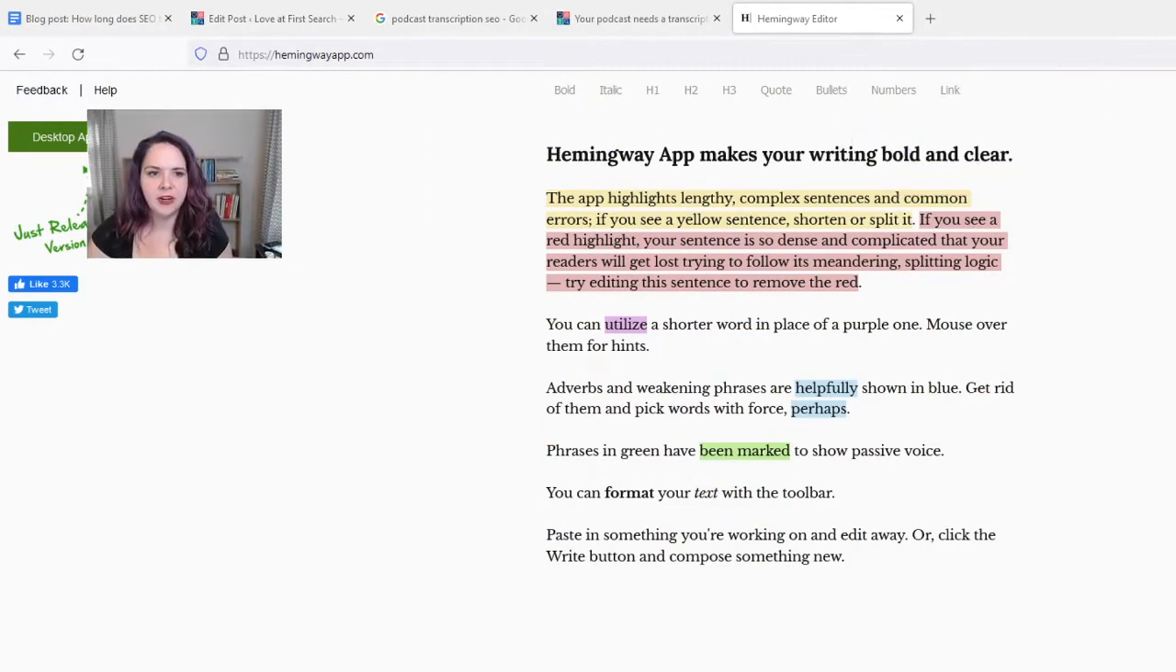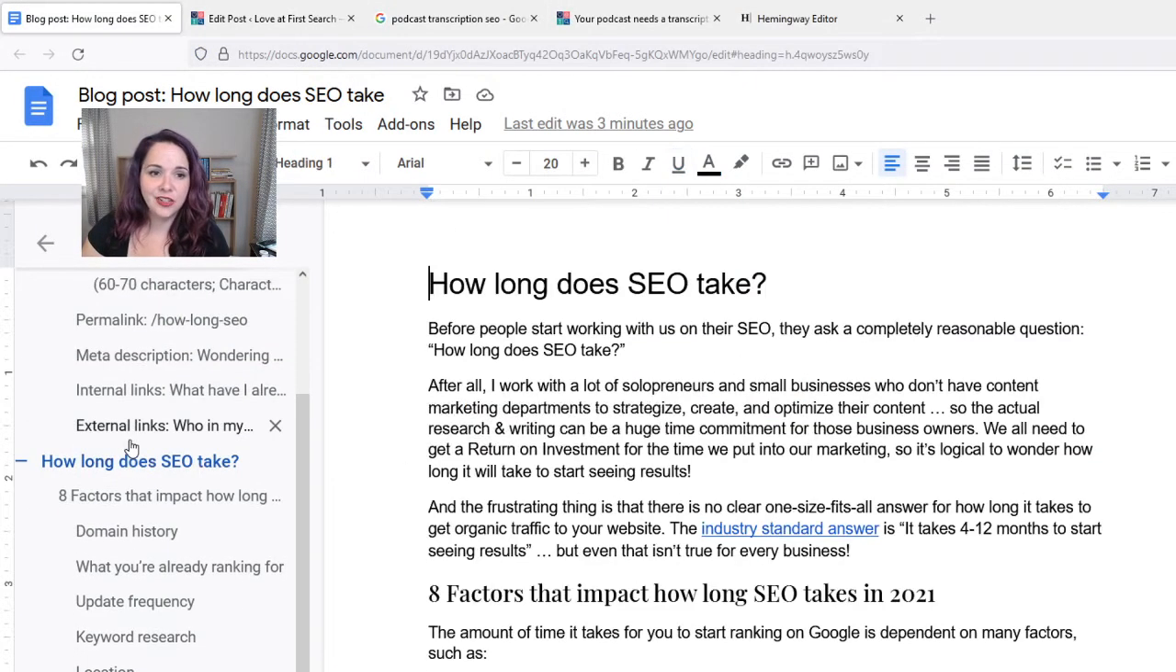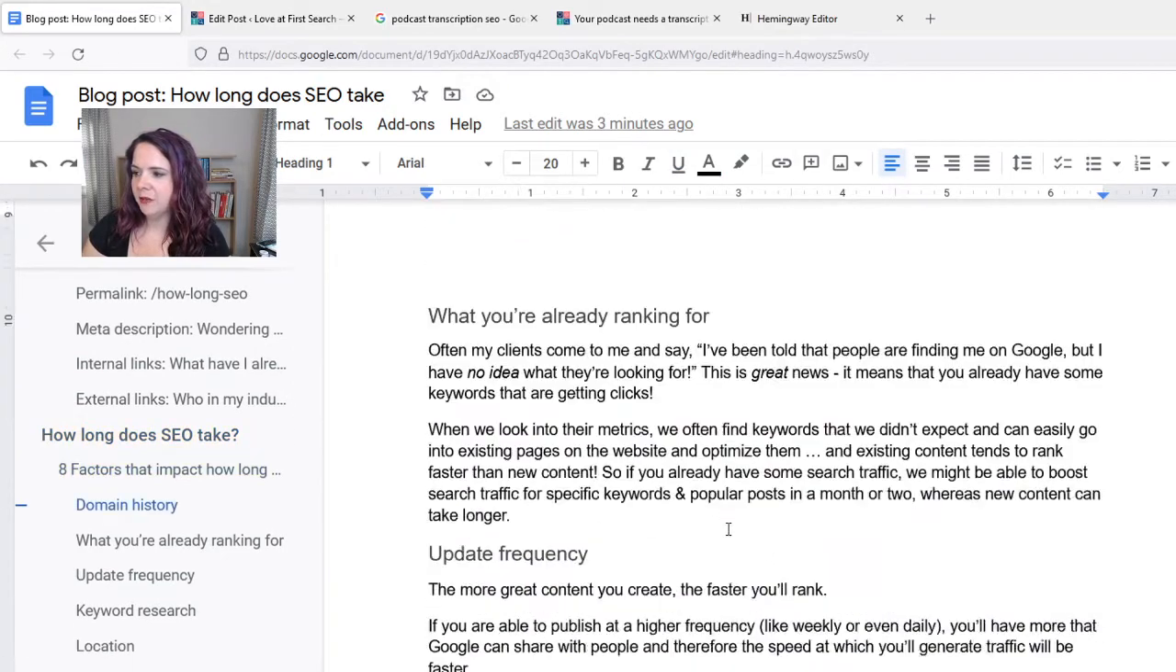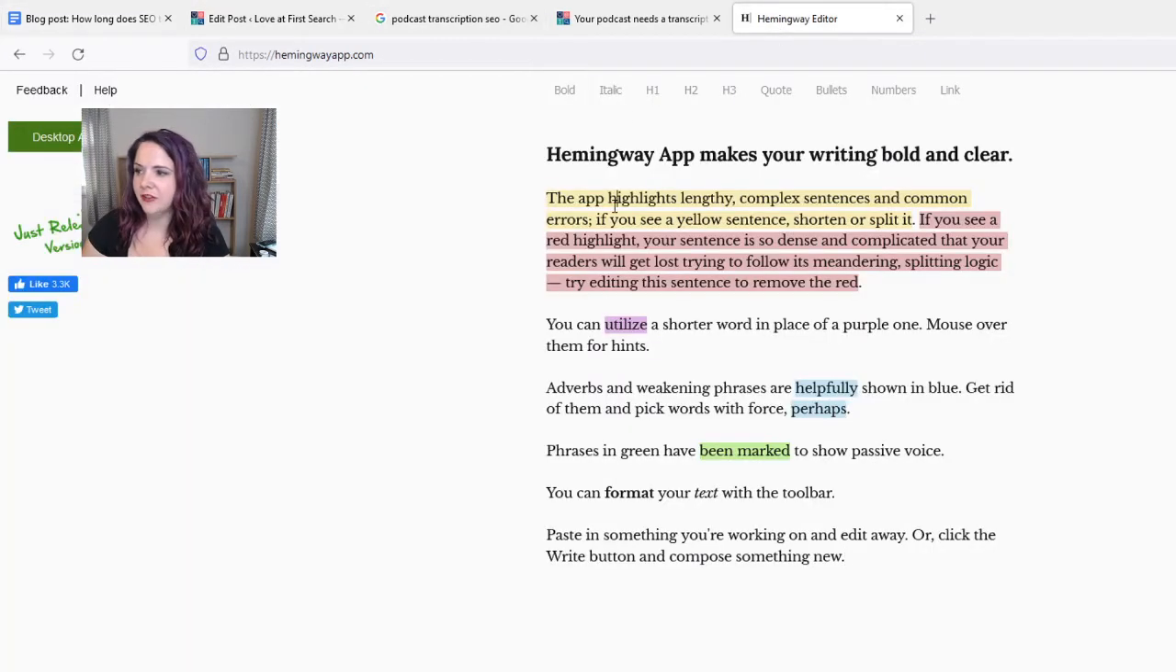So when we use the Hemingway app, let me move myself over here. I'm going to take this blog post that I wrote. It's not actually done, guys. It's still very much in rough draft mode. It'll be much different when you actually see it when I post it in a few weeks.